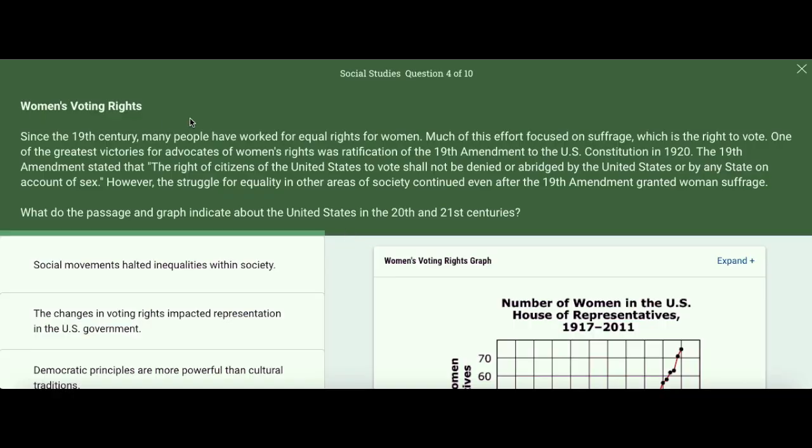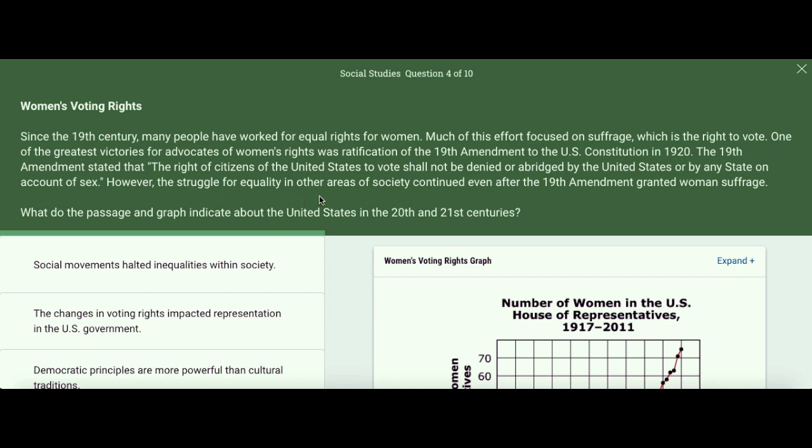Question 4. Women's voting rights. Since the 19th century, many people have worked for equal rights for women. Much of this effort focused on suffrage, which is the right to vote. One of the greatest victories for advocates of women's rights was ratification of the 19th Amendment to the U.S. Constitution in 1920. The 19th Amendment stated that the right of citizens of the United States to vote shall not be denied or abridged by the United States or by any state on account of sex.